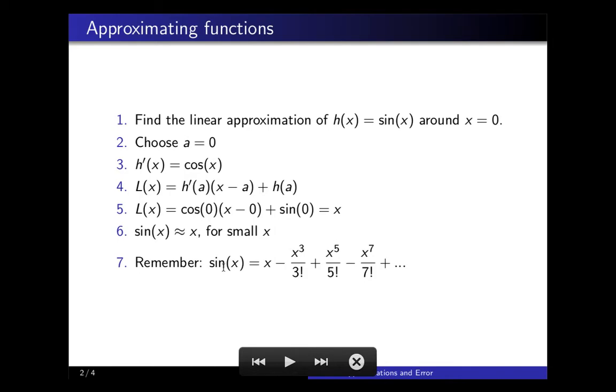And if you remember, one of the things we said a while ago is that we could write sine as an infinite degree polynomial. The constant term is 0, the next term is x, and then you have 0 for the quadratic term, and so on. So if you were to just take the constant and linear terms in this infinitely long polynomial, you would get just the value x.